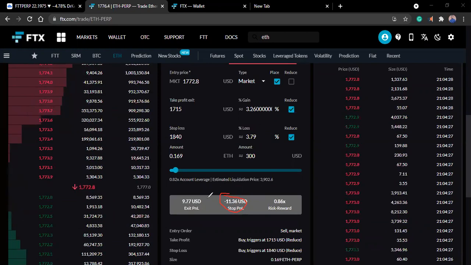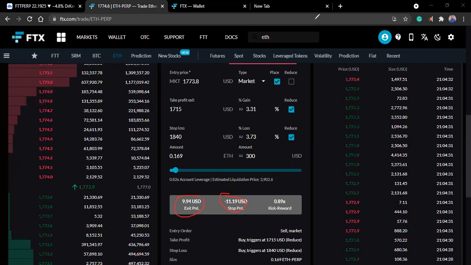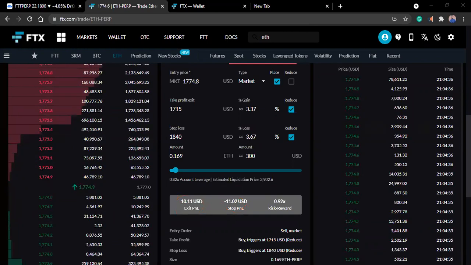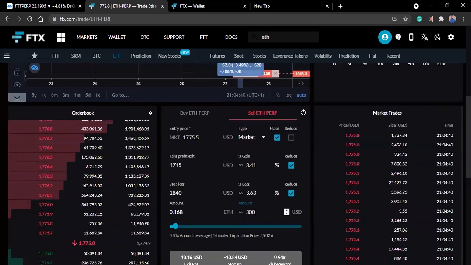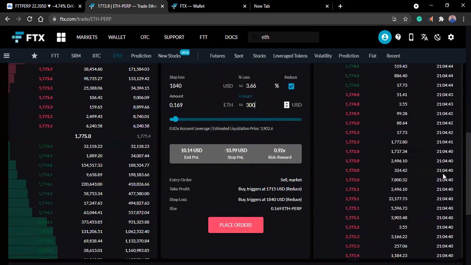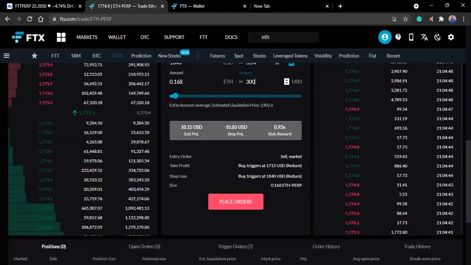And if it goes in my favor, I make this. This number is going down. Why? It's going down because this market is going down. So that's why that number is changing. That's why this stop loss too is changing. So let's go ahead and place this trade.